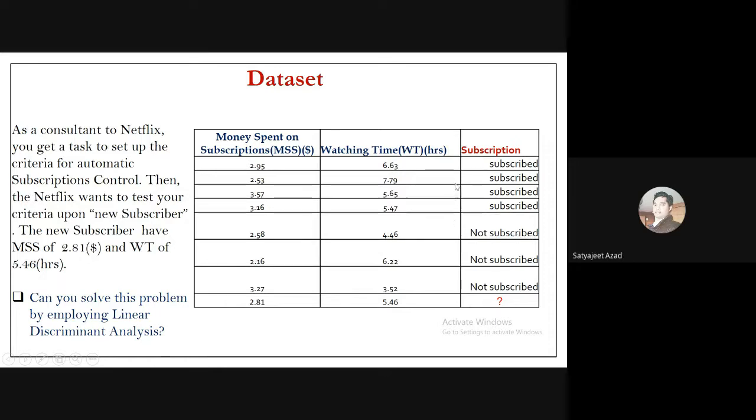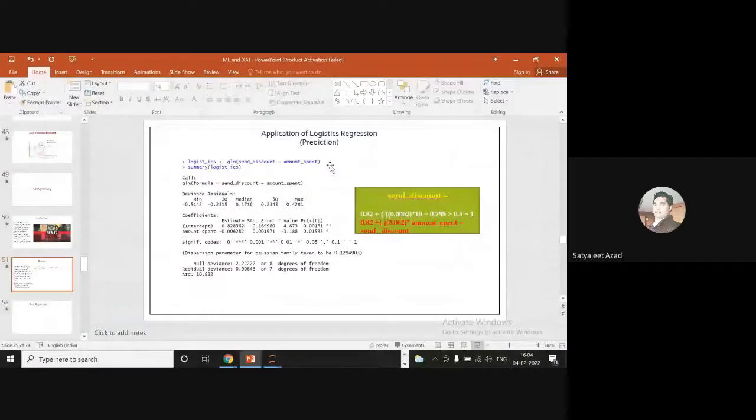Okay. So now how are you going to solve it? Now you have to solve it through linear discriminant analysis. You can also apply logistic regression, but now it's a case for linear discriminant analysis because we are trying to separate the classes so that prediction could be much better. Okay. Now coming to R.